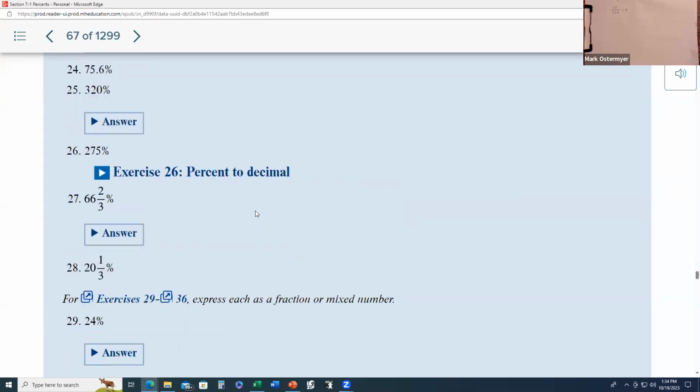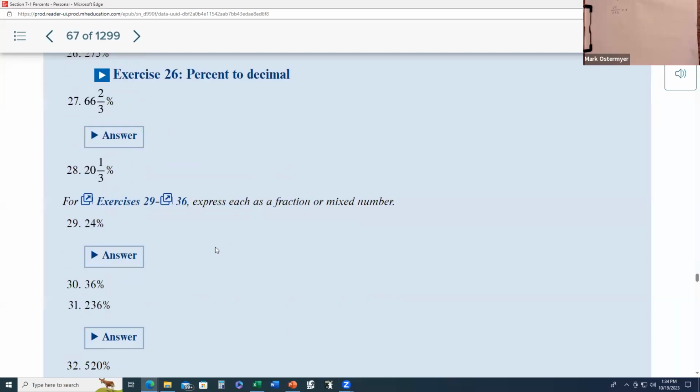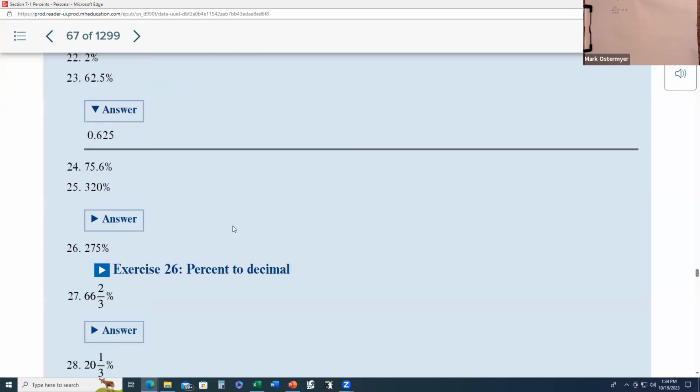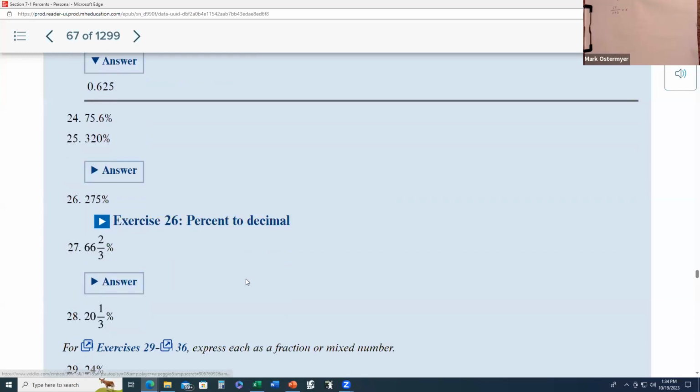All right, how about a percent to a decimal now? Do problem number 29. Convert 24% into a decimal. Well, that's the same thing we're doing up here. All right, hold on a second. Now I want you to do number 27. Number 27, convert 66 2/3% into an ordinary decimal. Go ahead and do that problem. 66 2/3% into a decimal.